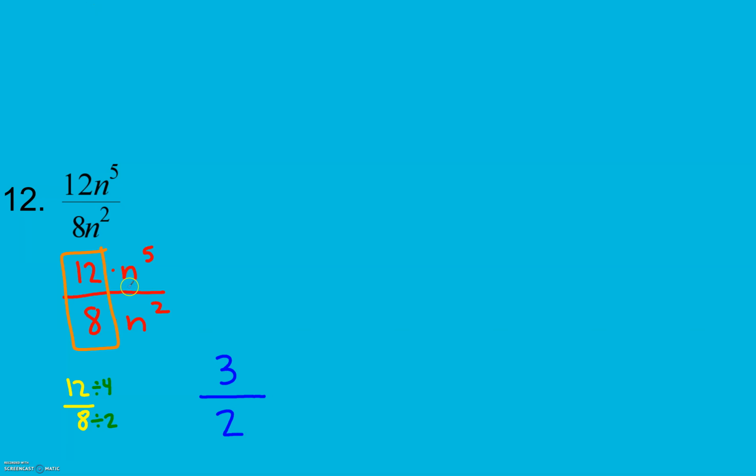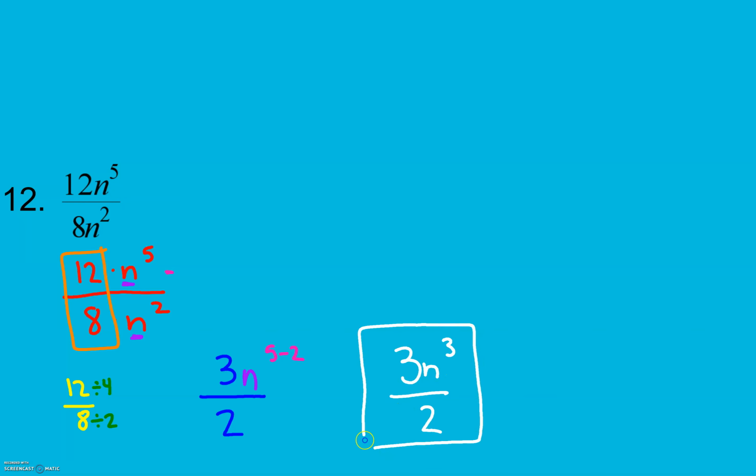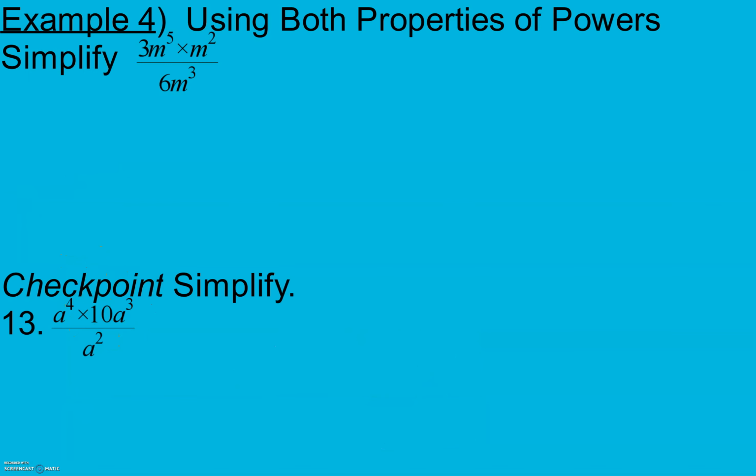Now, my bases are the same in these powers, which means I keep that base in my numerator and I subtract my exponents. Numerator minus denominator. This is going to give me 3n cubed over 2 as my simplified form.